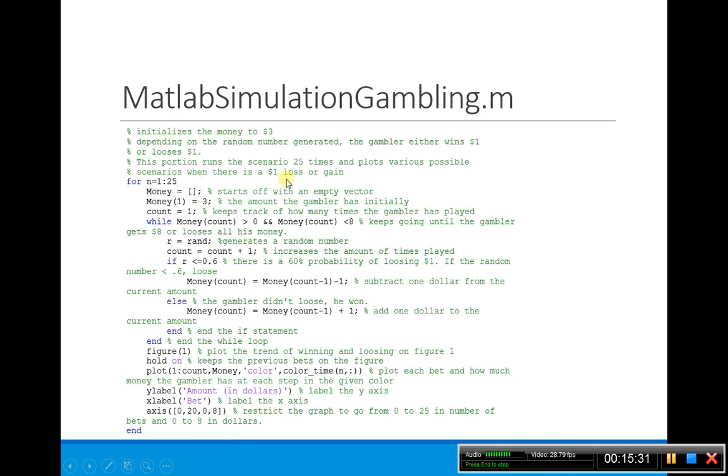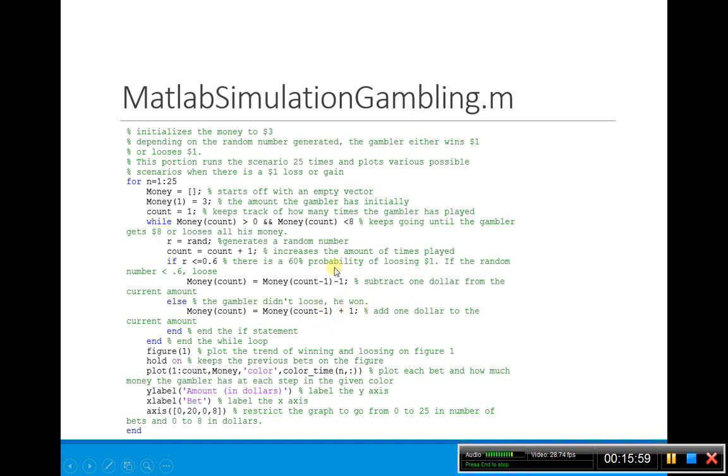Okay, so this first part of the code actually plots different scenarios. So basically it plots what would happen on a given bet. So you bet $1 and then you have some probability of losing it. So you have this random number, you have 60% probability of losing it. If you lose it, then you go down by $1. Otherwise, if you don't lose it, you won, so then you can go up by $1.